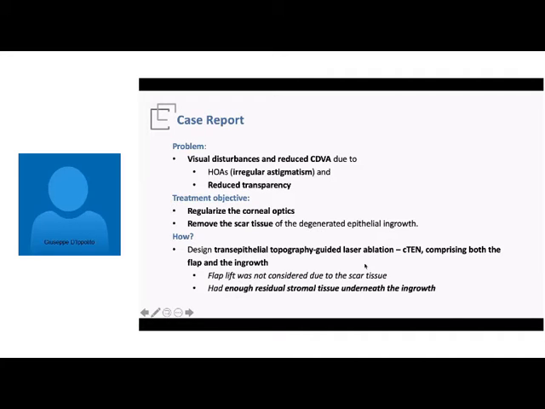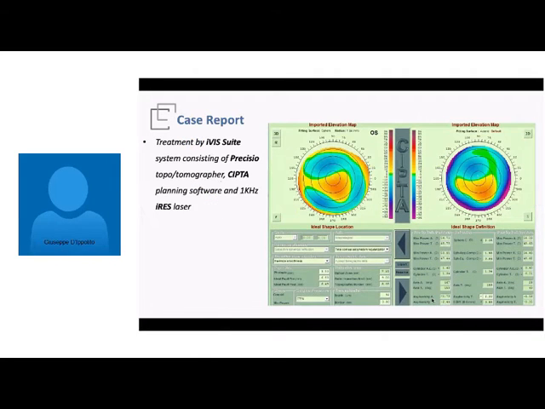How? We designed a transepithelial topography guided PTK, comprising both the flap and the ingrowth, and the epithelium, of course. A flap lift was not considered due to the scar tissue, and we had enough residual stroma tissue underneath the ingrowth. So this is the next thing, to show how we go around it.